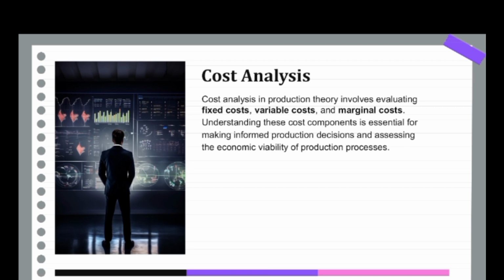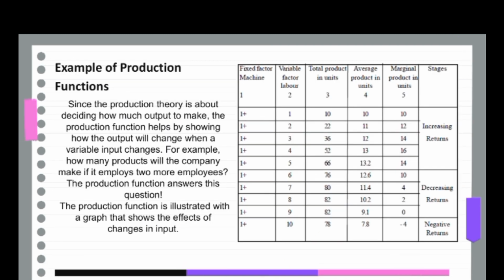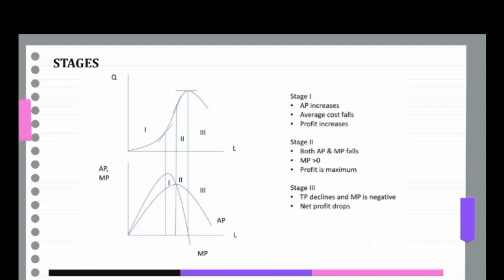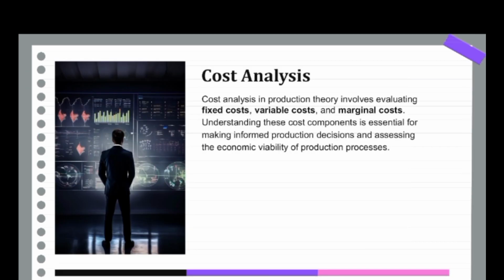The cost analysis in production theory involves evaluating fixed costs, variable costs, and marginal costs. Understanding these components is essential for making informed production decisions and assessing the economic viability of the production process. As you can see here, we took the total product in units, average product and marginal product. Same as here, we have fixed cost, variable cost and marginal cost.